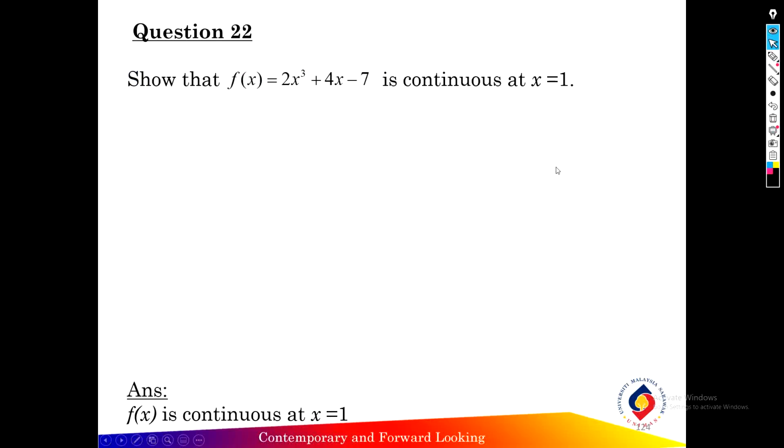Question 22: show that f(x) equals 2x cubed plus 4x minus 7 is continuous at x equals 1.